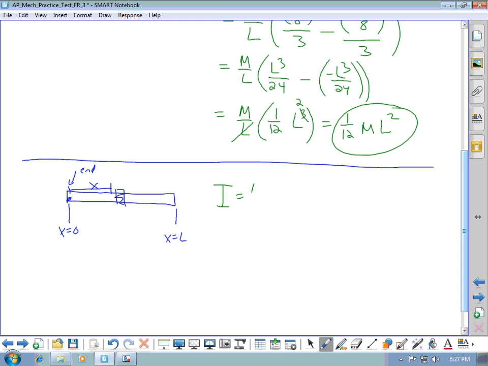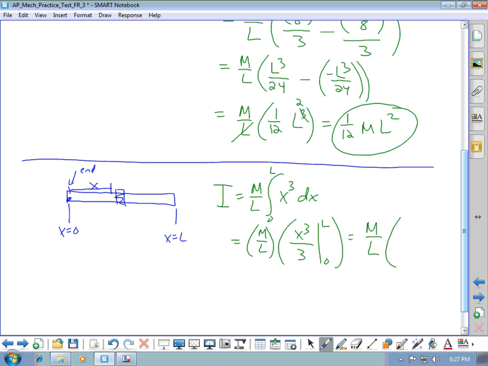So I is going to be m over L times the integral from 0 to L of x squared dx. So this is m over L times x cubed over 3 evaluated from 0 to L, which is m over L times L cubed over 3. And again, one of the L's divides out, and we get 1/3 ml squared.